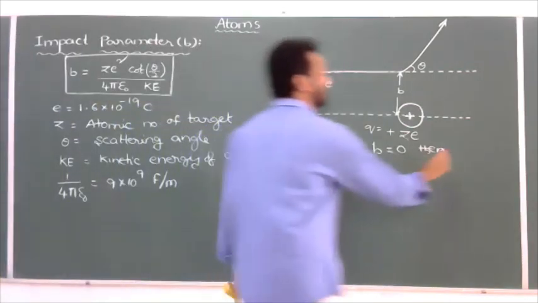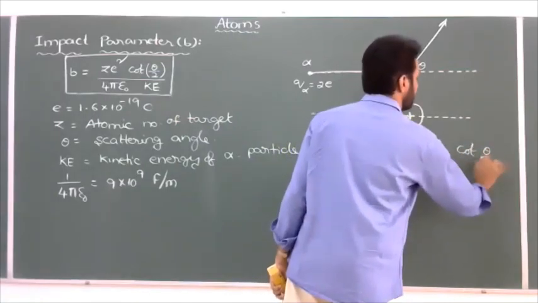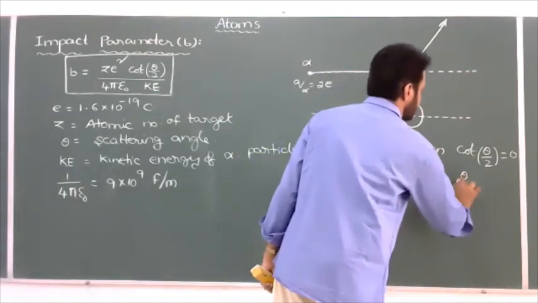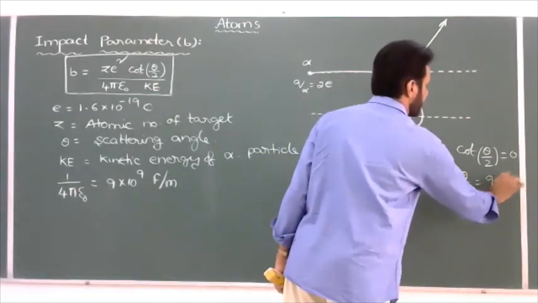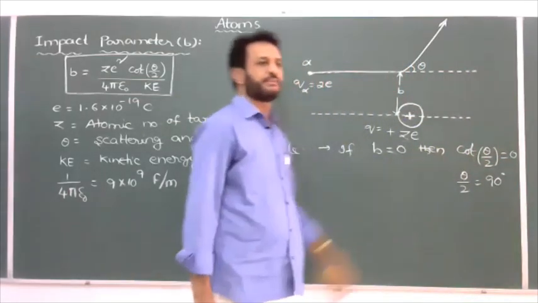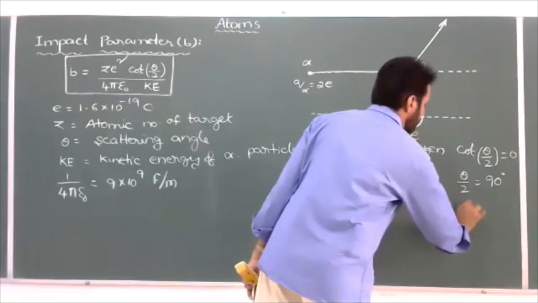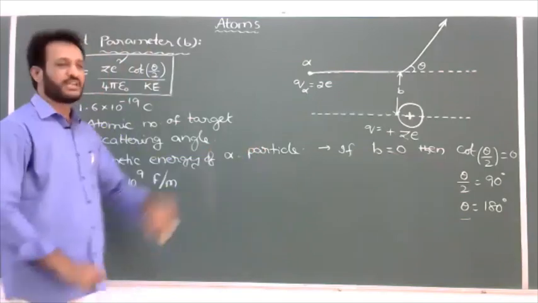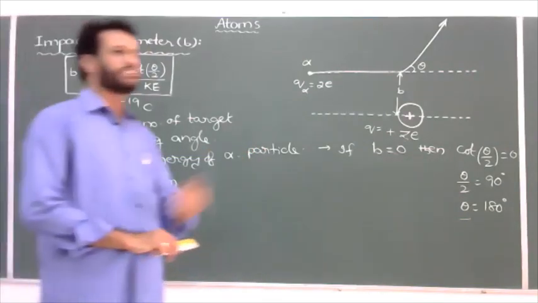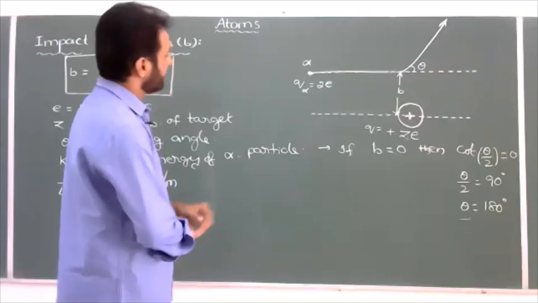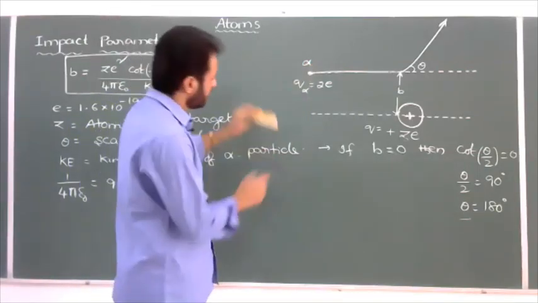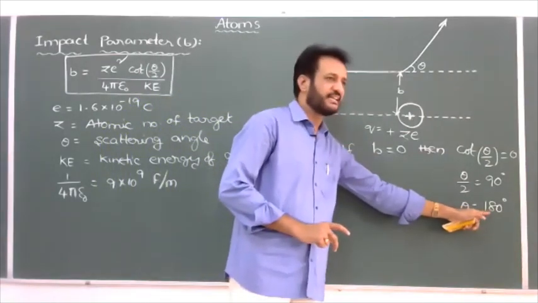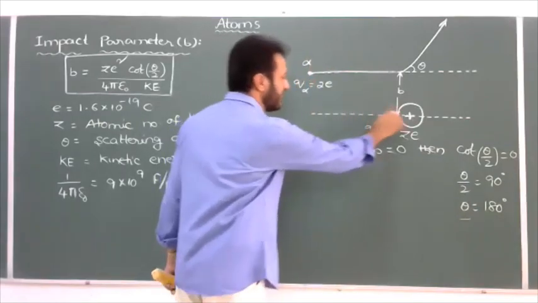Then I'll write here cot theta by 2 is equal to 0. Whenever cot theta by 2 is equal to 0, then theta by 2 is equal to 90. Theta by 2 is 90 means theta is equal to 2 into 90, 180 degree. So from this you have to understand the path of the alpha particle, or the shape of its trajectory. Whenever the impact parameter is 0, the alpha particle is directly moving towards the nucleus. Then with what angle is it scattered? 180. That means the alpha particle is exactly retracing its path.